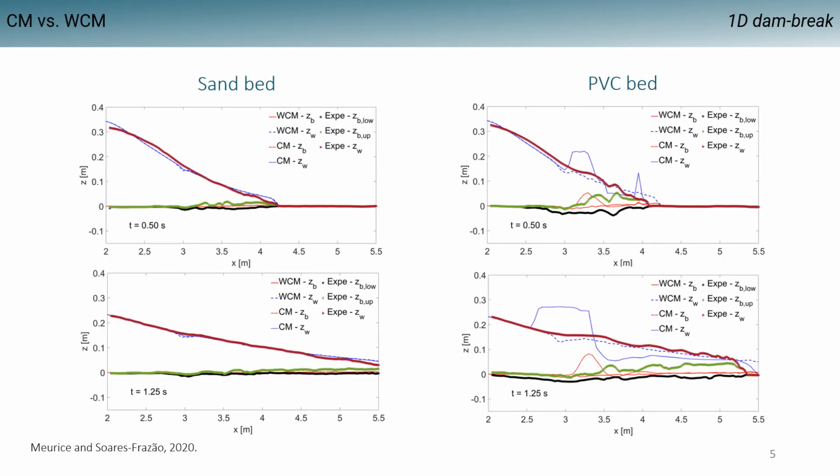To validate these models, I first applied them to a one-dimensional dam-break test case for which experimental data were collected by Spinewine and Zech in 2007. Back then they were able to determine the limits of a movable bed layer, here represented by ZB low, in black, and ZB up in green.